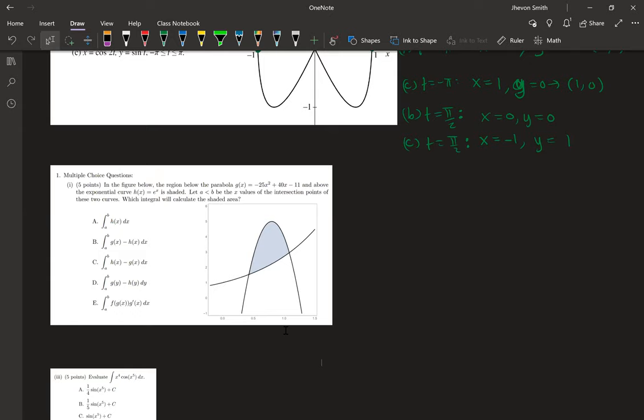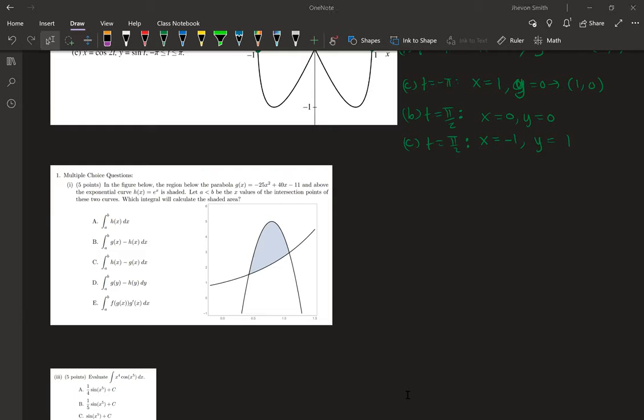So first answer in with B. Two people think it's B. Three people think it's B. Some people think it's C. 5 more seconds here. Okay, we'll stop. 90% are going with B.